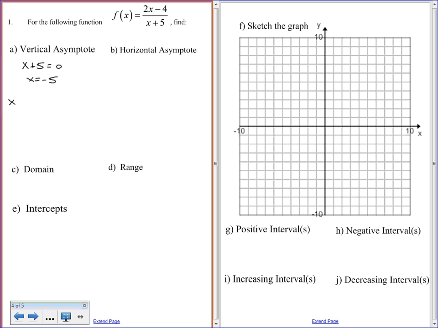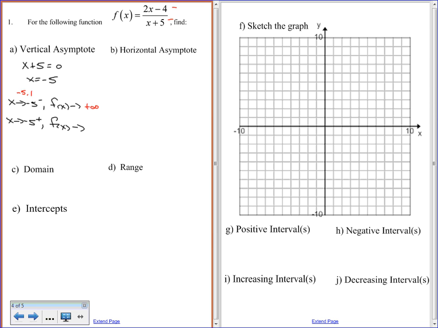So as x approaches -5 from the left-hand side, I want to figure out where the function's heading towards. And as x approaches -5 from the right-hand side, where is my function heading towards? Remember, it only has two options. It's either up or down. So you take a point on the left-hand side of -5. So something on the left-hand side of -5 would be -5.1. If I put -5.1 times it by 2, subtract off 4, it's going to be negative. If I put -5.1 and add 5, it's going to be negative. And negative divided by negative is a positive. So it's heading towards positive infinity on the left-hand side.